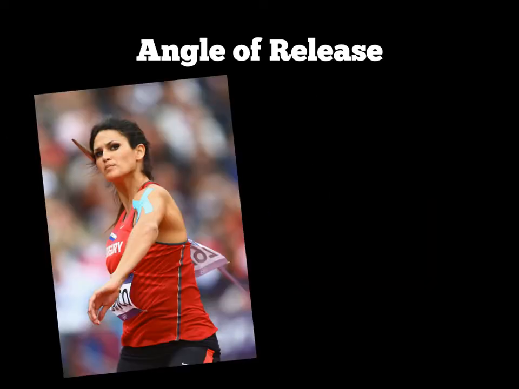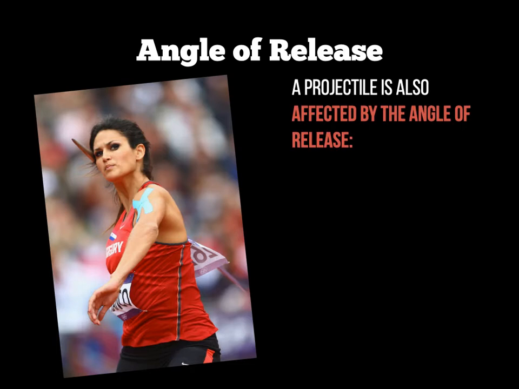The second factor is the angle of release, which is a little bit more complex. So think about javelin throwers when you think about the angle of release, because that's the easiest thing to discuss in terms of a projectile example for this. And when we throw a javelin or when we throw any projectile, it's affected by the angle that it's released at. And we have different angles that we could try.